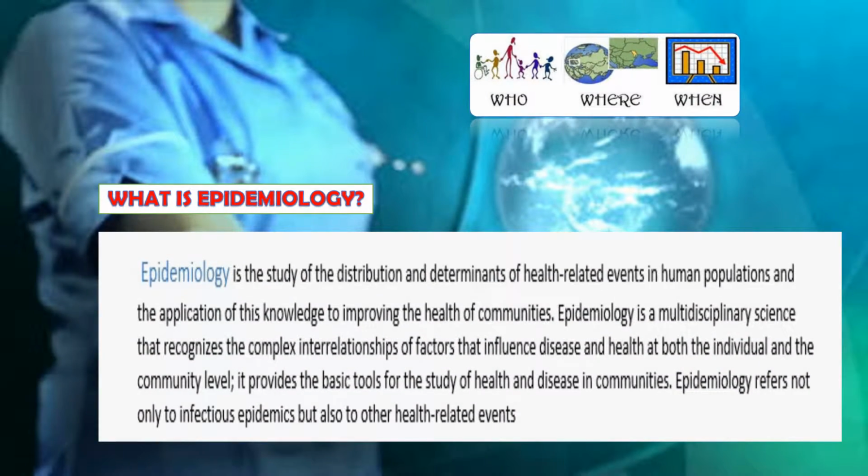What is epidemiology? Epidemiology is the study of the distribution and determinants of health-related events in human populations and the application of that knowledge to improve health of communities and people. Epidemiology is a multidisciplinary science and it stands on its own, recognizing the complex interrelationships of factors that influence disease and health at the individual, community, and system level. It provides the basic tools for study of health and disease in communities. Epidemiology refers not only to infectious epidemics, but also to other health-related events. So when you think of epidemiology, don't just think about infectious diseases. Think about anything that alters health in populations.